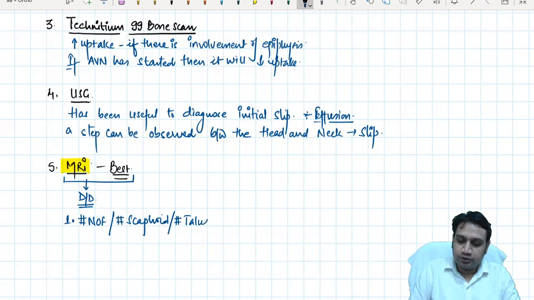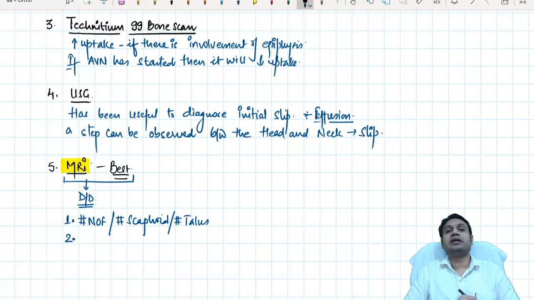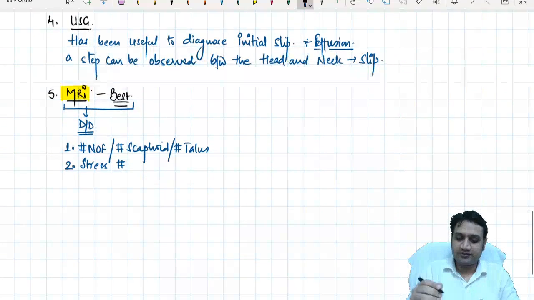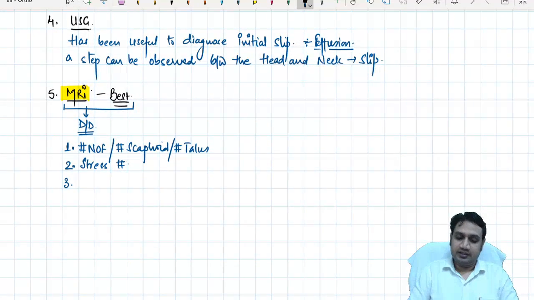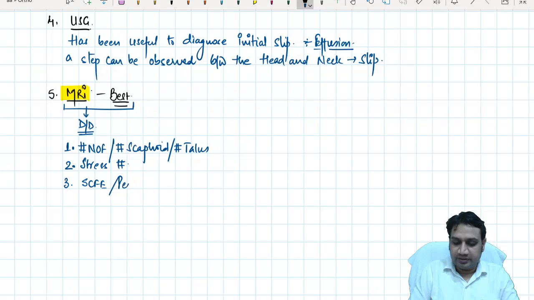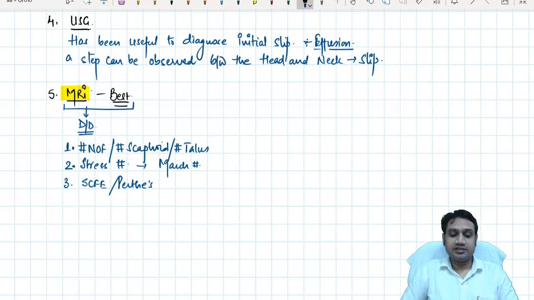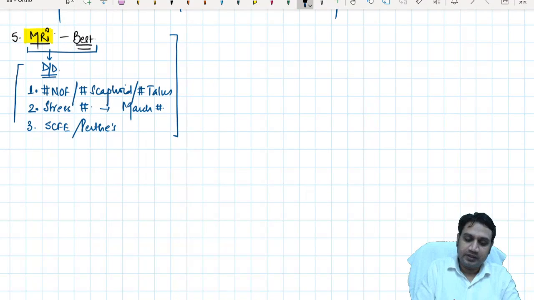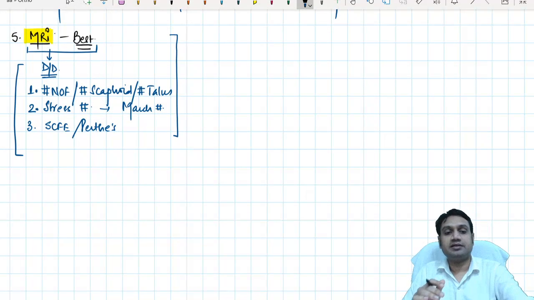Why? Because all three have a common complication, which is AVN. Then the stress fractures. Number 3, the condition of SCFE that we are talking about right now. Then Perthes, right? And included in the stress fractures is your march fracture. These are the differentials where MRI will be best, and all of these are your MCQs for PGME, right?